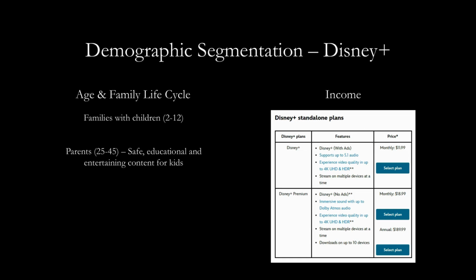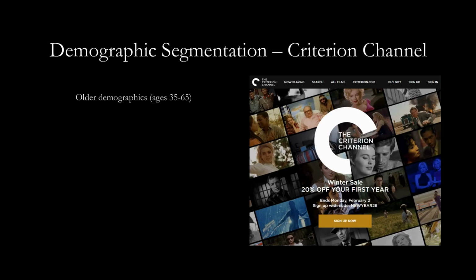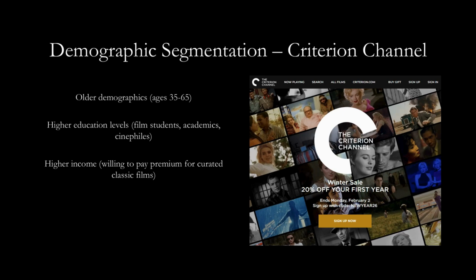high-income households. Compare this to a service like the Criterion Channel, which targets older demographics aged 35 to 65, higher education levels, film students, academics, cinephiles, higher income, willing to pay premium for curated classic films, no children in household. Content is adult-oriented and intellectual. Same industry, completely different demographic segments.